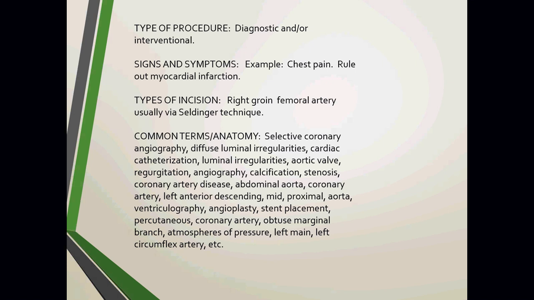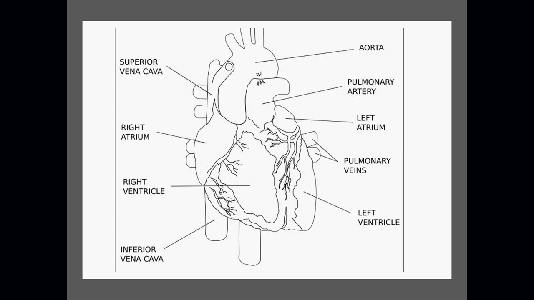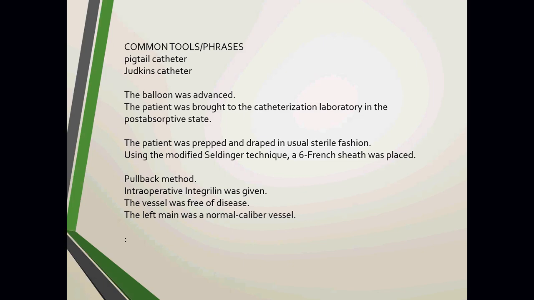Aortic valve regurgitation, stenosis, abdominal aorta, left anterior descending, ventriculography, PTCI, the percutaneous, obtuse marginal branch, atmospheres of pressure, left main. That's not left vein, it's left main. I know it sounds like vein, but it's left main. And left circumflex. And again, you guys will get a picture and just look at it and it'll help you.